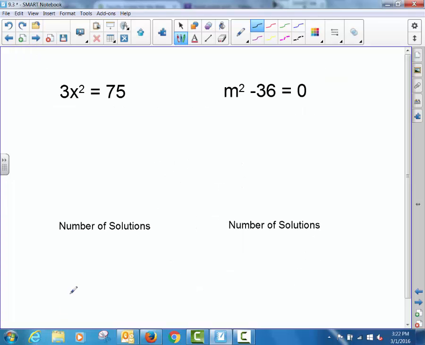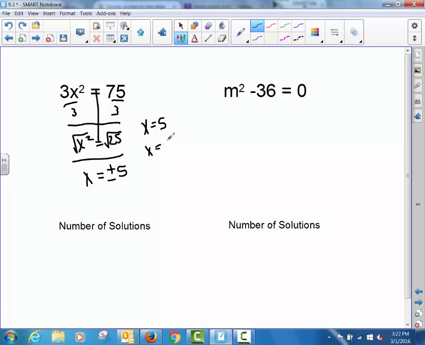All right, let's look at this one. What's the first thing we would do on this one? Yes, we would divide by 3 on both sides of the equation. That leaves us with x squared equals 25. Then we take the square root of both sides, and that leaves us with x equals plus or minus 5. So we have two answers, x equals 5 and x equals negative 5. So two answers. Number of solutions, 2.